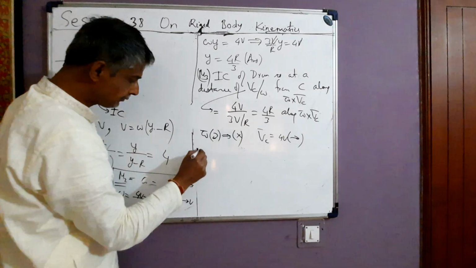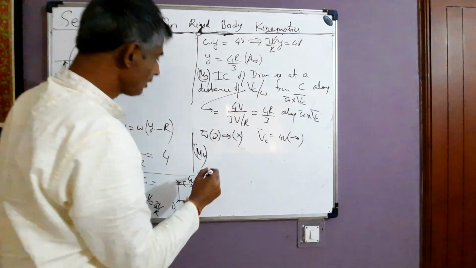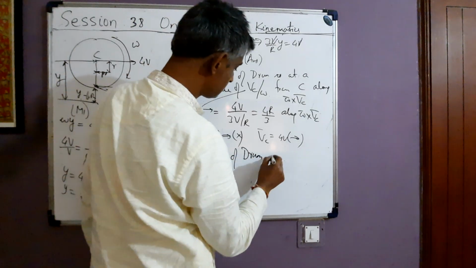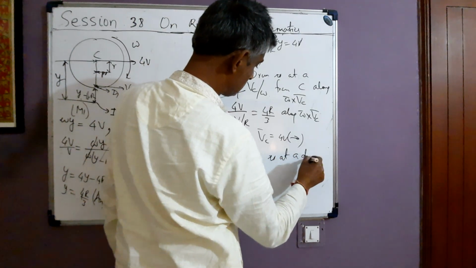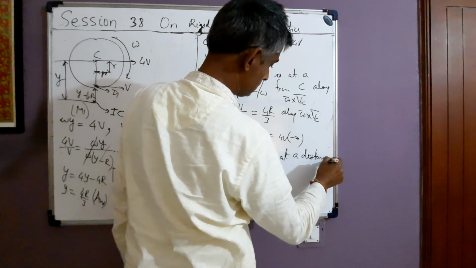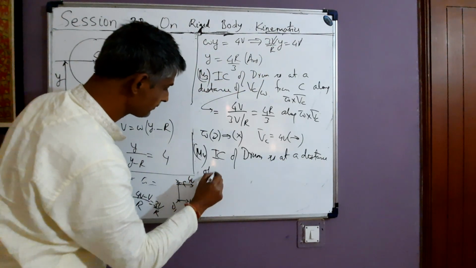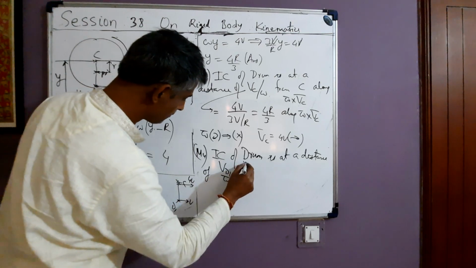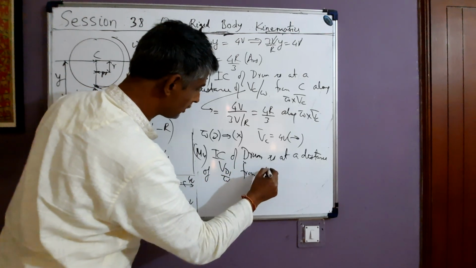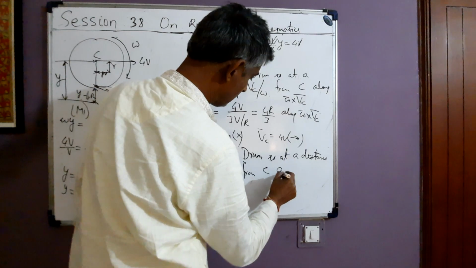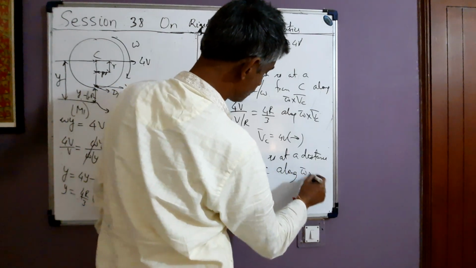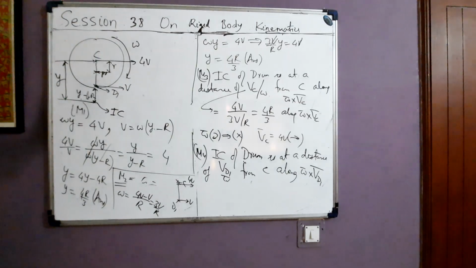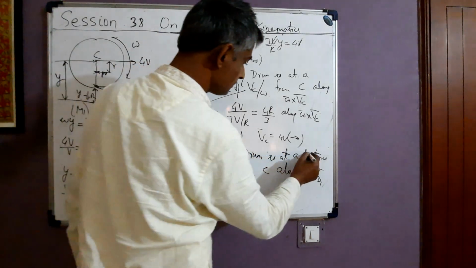Okay. And method 4, what do we do? The IC of the drum is at a distance of Vd1 by omega from C, along the direction omega cross Vd1. Along the direction what? Omega cross Vd1.